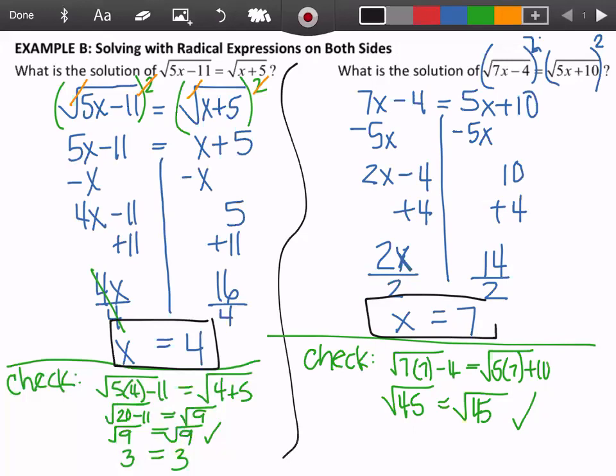Now that you've seen those two examples, you can practice some of those types of problems on your own.